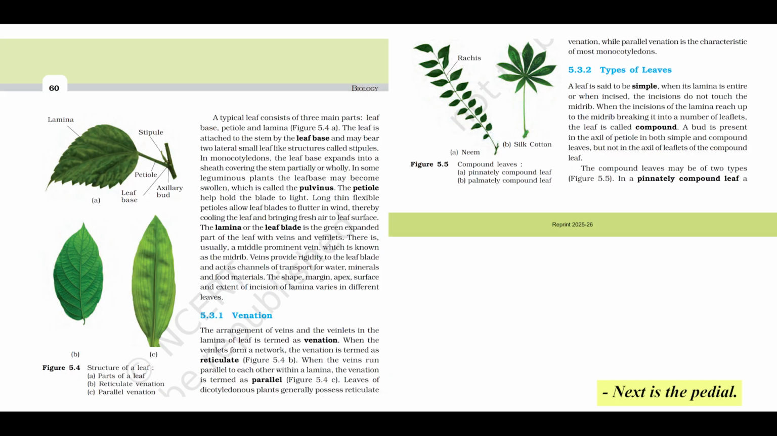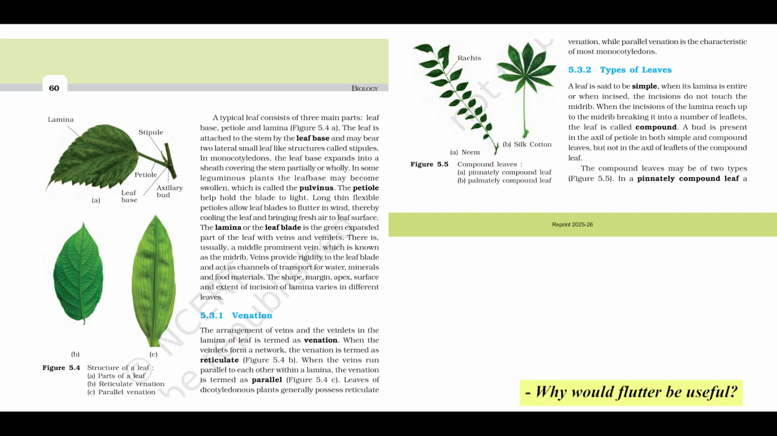Next is the petiole. This is simply the stalk of the leaf, connecting the leaf blade to the stem. Its primary function is quite clever. It helps hold the leaf blade, or lamina, up to the light, allowing it to orient itself optimally to capture maximum sunlight for photosynthesis. A key benefit of having long, thin, and flexible petioles, as seen in the peepal tree, for example, is that they allow the leaf blades to flutter freely in the wind.